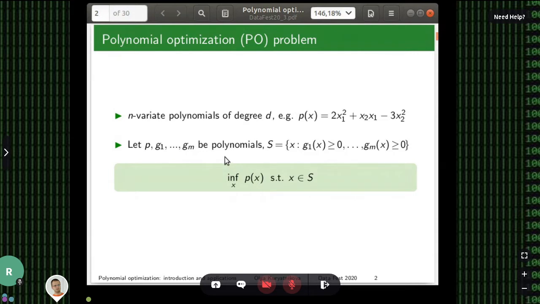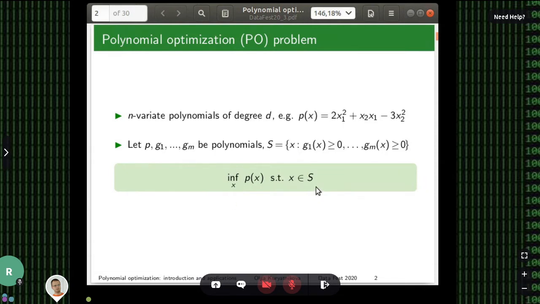We will work with the polynomial optimization problem, which involves polynomials p and g1 to gm. And we will introduce the set S. It will go with us through the whole presentation. And this set is the set of all x's such that g1 to gm are non-negative. And our goal is to find the minimum of p on S.